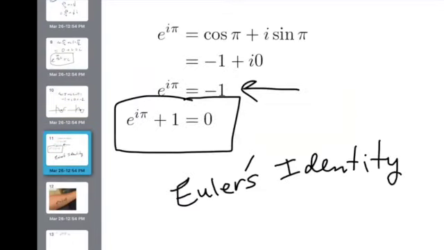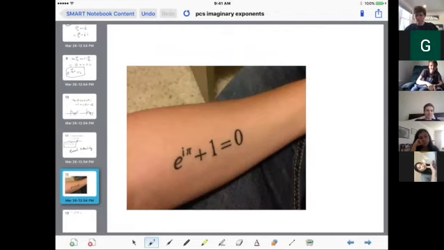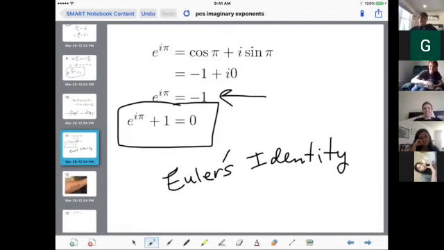See, i pi. Anyway, this formula is very famous because it connects 7 of the most fundamental, and no, that is not my arm. Now, e to the i pi plus 1 equals 0 connects 7 of the most important symbols in math, namely 0 and 1 and plus and equals and pi and i and e, all in one formula.